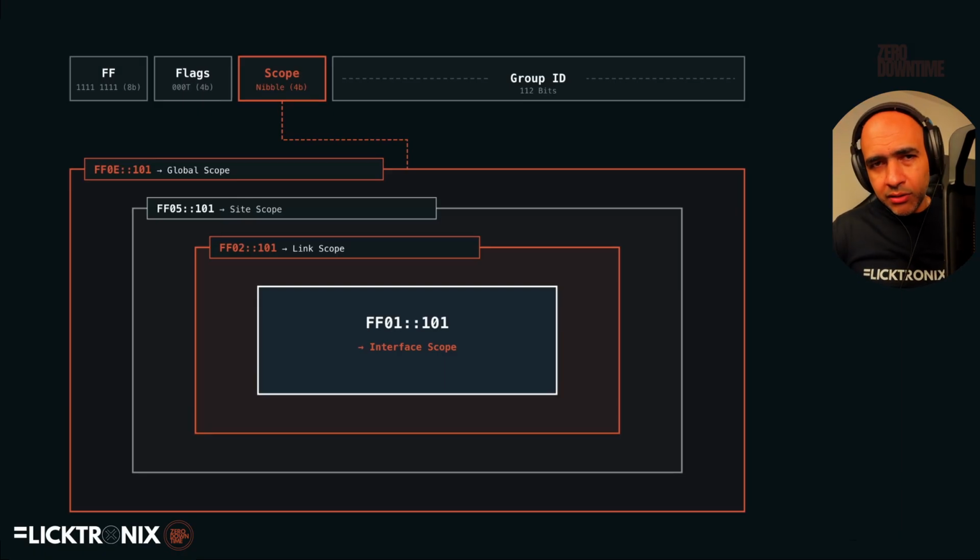I will explain what an RP is in later posts. Then comes the 4 scope bits. Then finally, 112-bit group ID. Conceptually, it looks like this, as you see on screen.